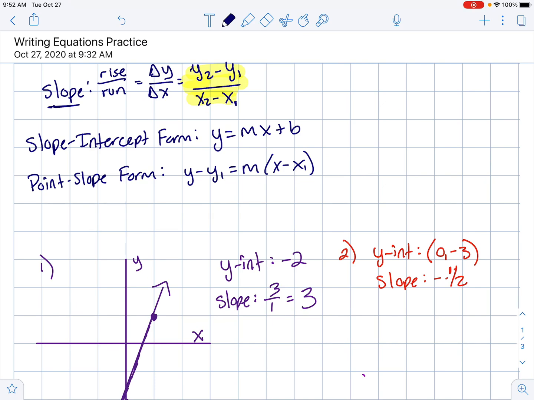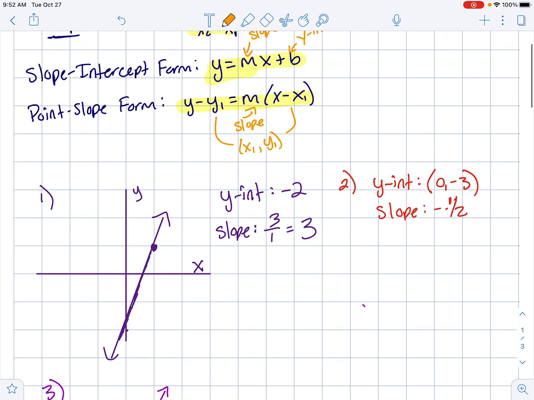You should also have your slope-intercept form, which is y equals mx plus b. Y is alone. Remember, in that form, your m is your slope. Your b is your y-intercept. And then you also have your point slope form, which is y minus y1 equals m times x minus x1. Remember, your m is still your slope, and your point is your x1, y1. So we're going to practice those.